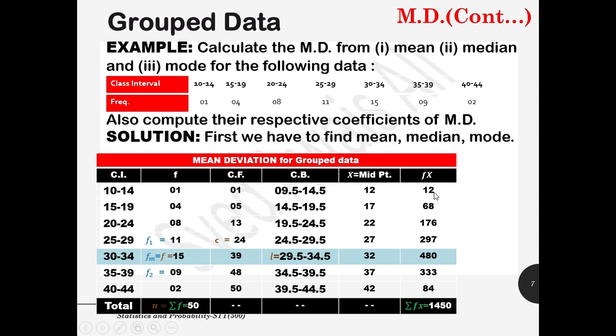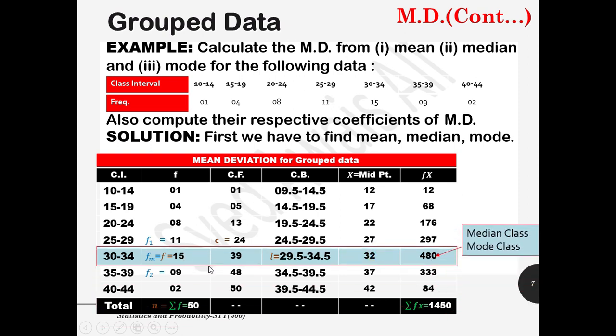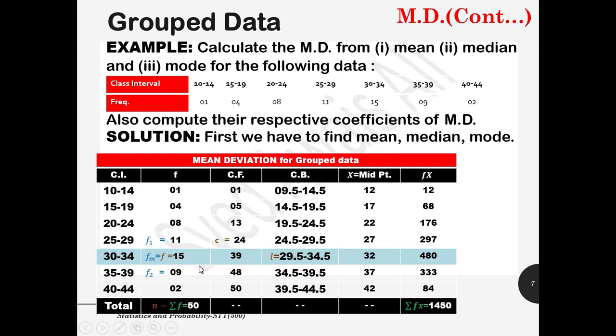1 with 12 will be 12. 17 into 4 will be 68. 22 into 8 will be 176. 27 into 11 is equal to 297. 32 into 15 is equal to 480. Then 9 into 37 is equal to 333. Then 2 into 42 will be 84. Then we have to find the sum of all the values, that is 1450.